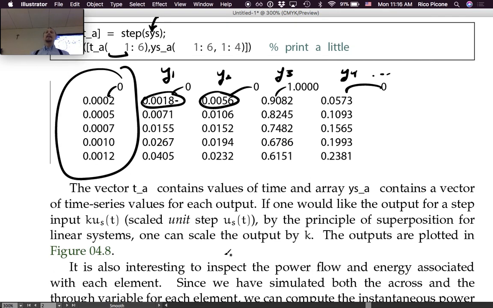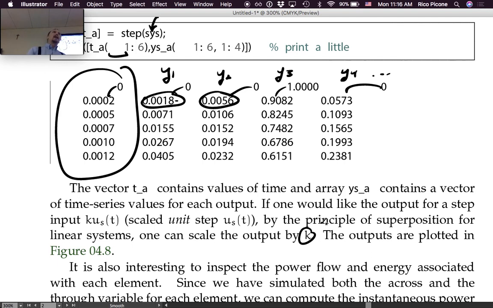Okay, so if one would like the output for a step input that's a scaled unit step, so k times the unit step, by the principle of superposition for linear systems, one can scale the output by k. So if you scale the input by k, you can scale the output by k for a linear system.